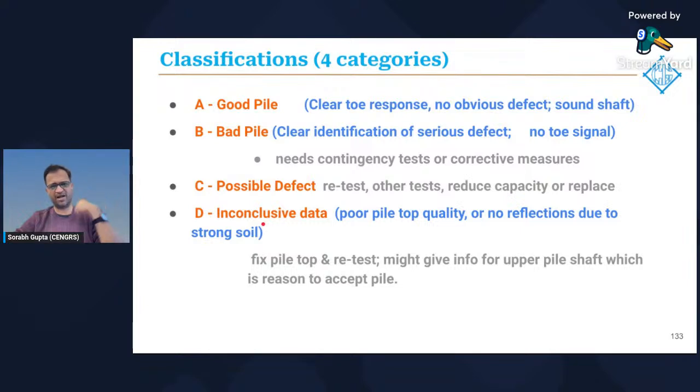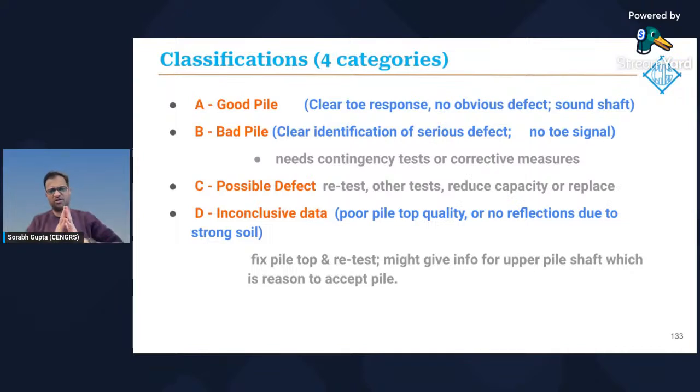When I do PIT, if I test 50 piles, my practical observation on Indian project sites is that sometimes 10 to 15% of my PIT data is simply inconclusive. The reason could be that the pile head preparation was not good. Maybe the data simply didn't make sense. Maybe I did not get consistent PIT data from the same pile.